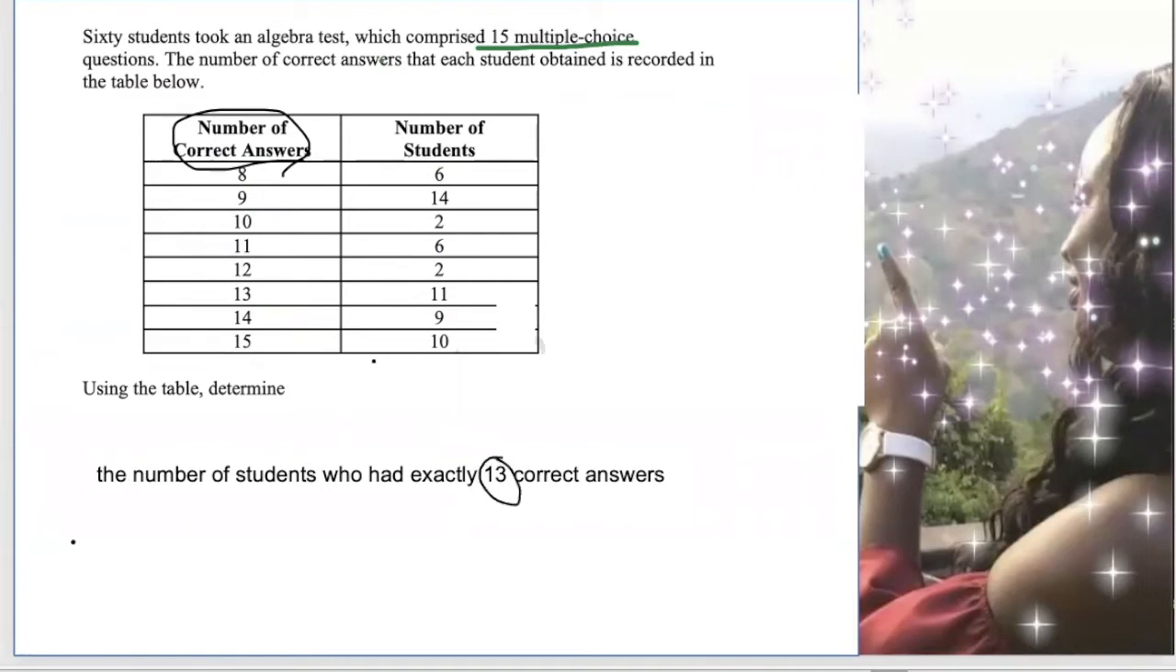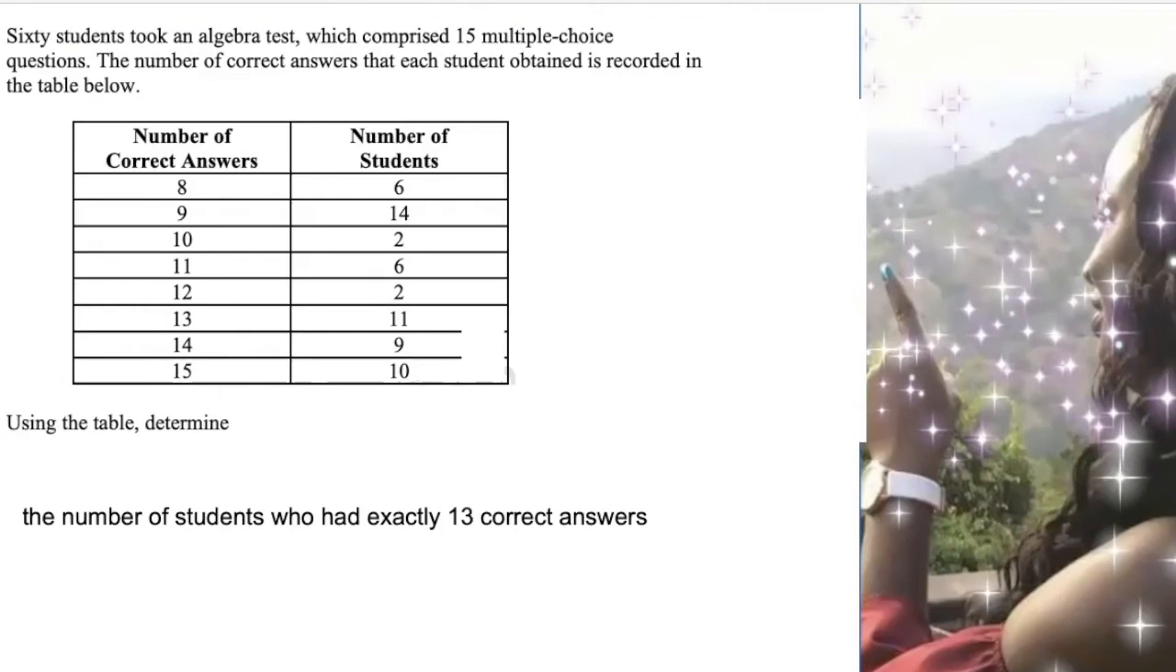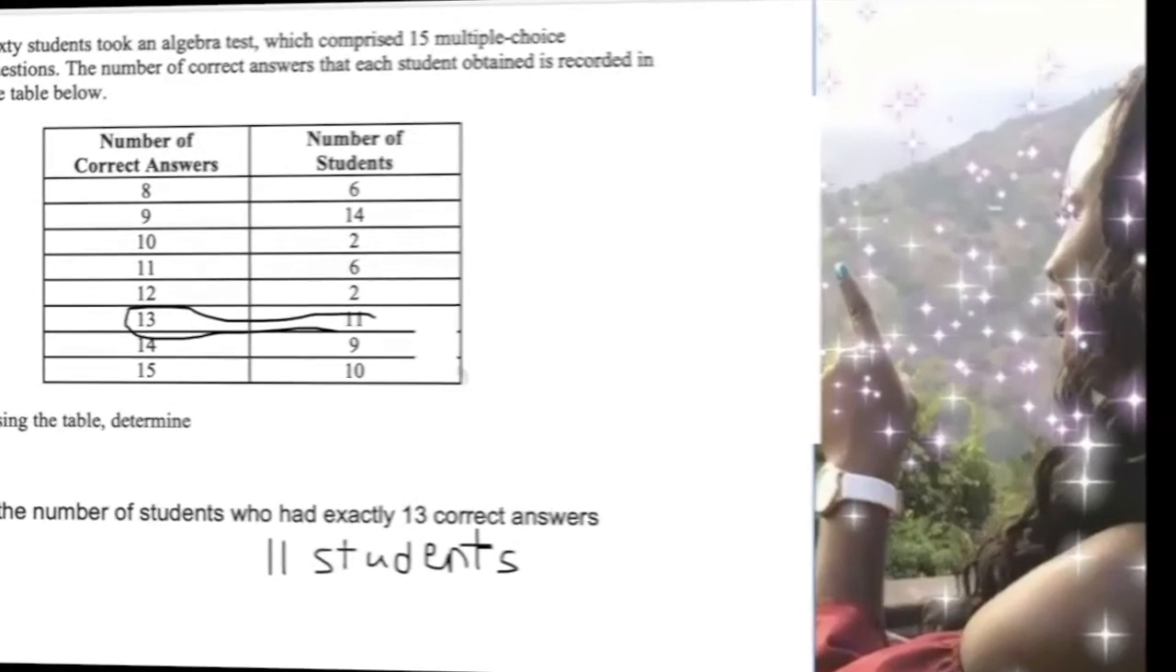But we need to note how many students got 13 questions correct. So this 13 represents the amount that students got correct. So the 13 represents that the student got 13 correct. So going across, how many students got 13 correct? It's 11. So the answer for this is 11 students. So 11 students got 13 questions correct.